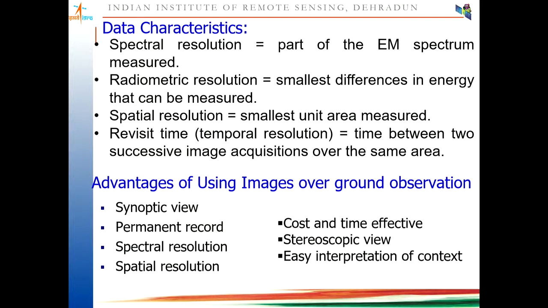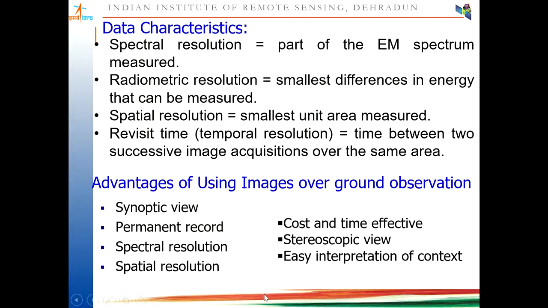Or if I'm doing a change detection study, I would need temporally varying images. Which ones? So it's up to the interpreter to decide which one is of more importance, which one should be weighted more, right? Now, what would be the advantages of using these images over ground observations? Most importantly, these sensors provide us with a synoptic view. So I get to see objects in relation to other objects in the vicinity.